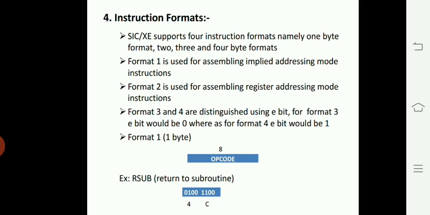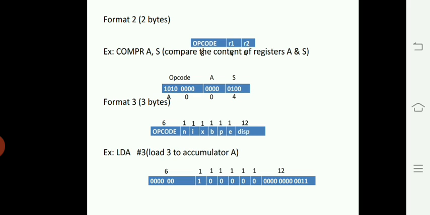The example for format 1 instruction is rsub, that is return to subroutine. Each opcode has a standard fixed value. The value of the rsub instruction is 4C, so it is represented using 8 bits. The 4 is represented by 0100 and C is represented by 1100. So only the opcode is specified in the instruction in case of format 1 instruction.